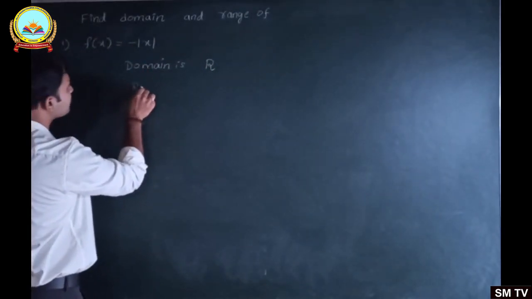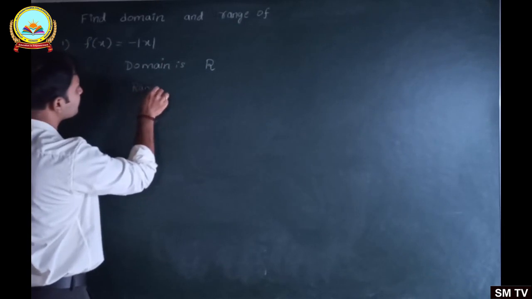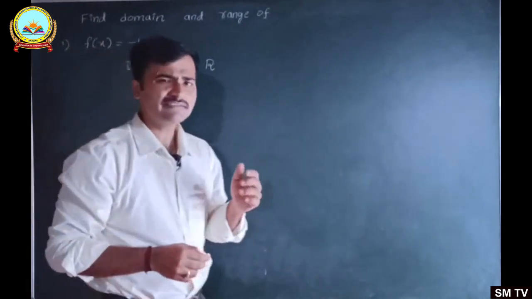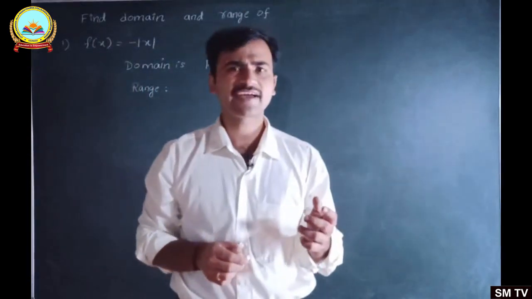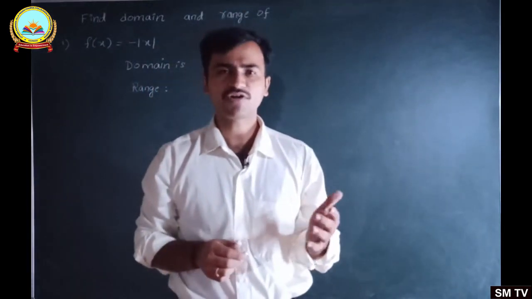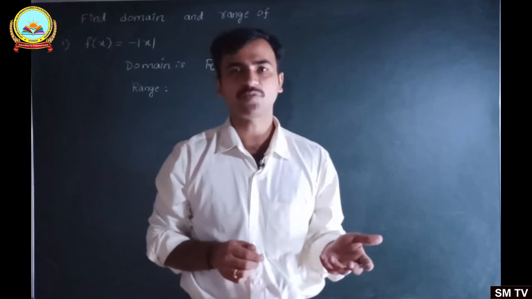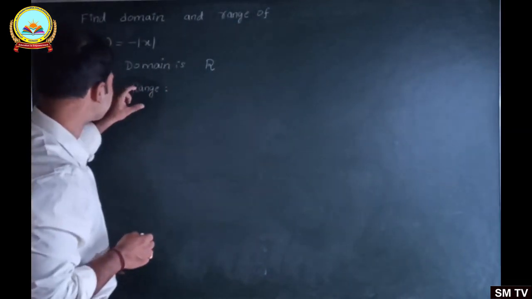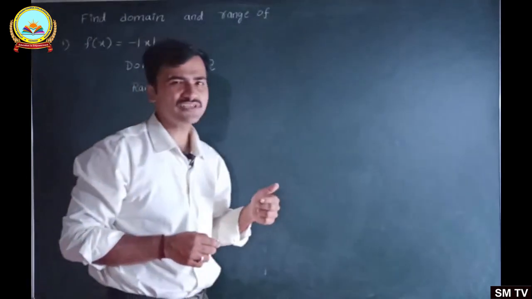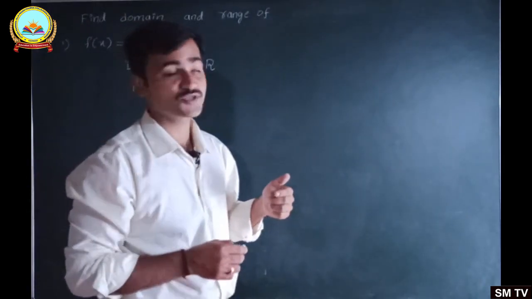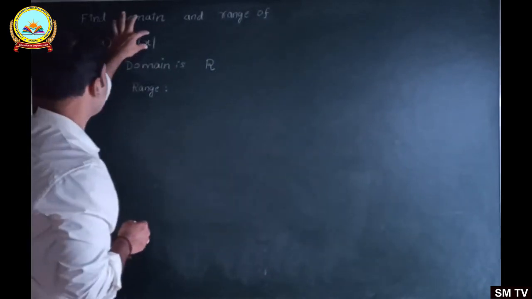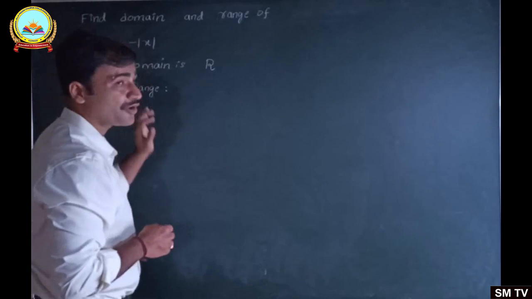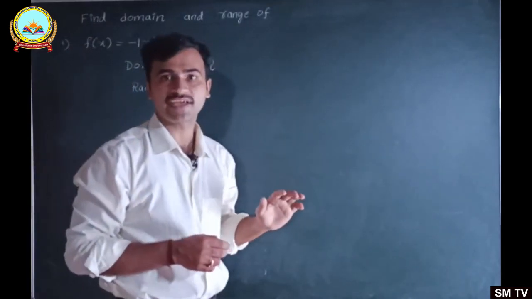Domain is set of real numbers. This function is defined for every real number, therefore domain is R. What will be range? So finding domain is very easy. You should be looking at whether it contains square root or whether is there any term in the denominator. But finding the range, you need to use little bit of logic.